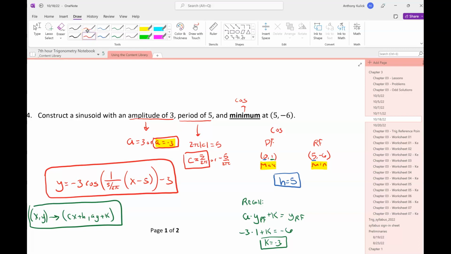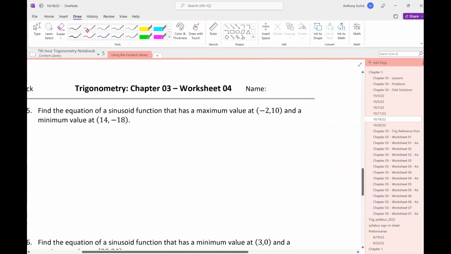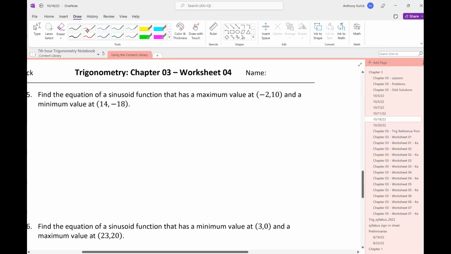And then what's the third variation we can do to this to make it even more tricky? Is to just give you 2 specified points and not give you anything else. So if I look at, say, number 5, notice here that all we're giving you is a maximum and a minimum.